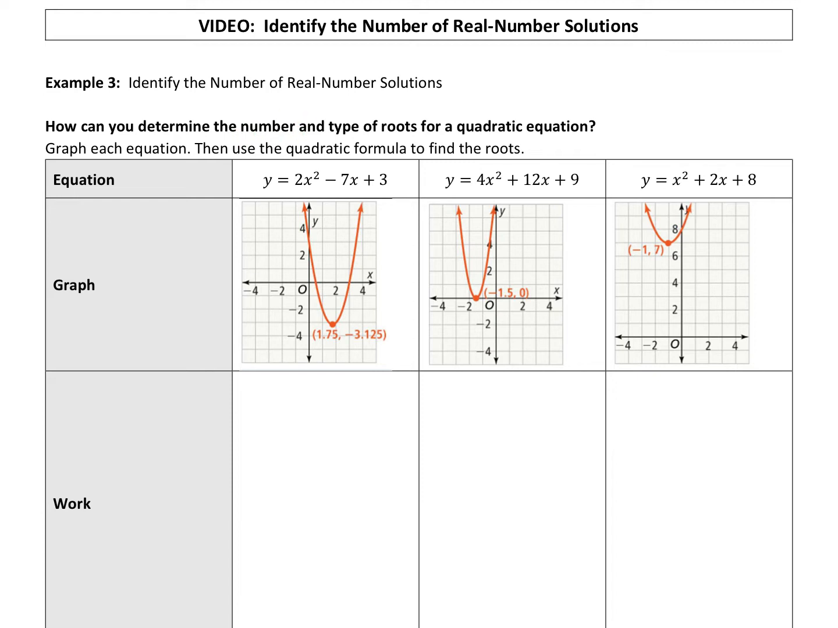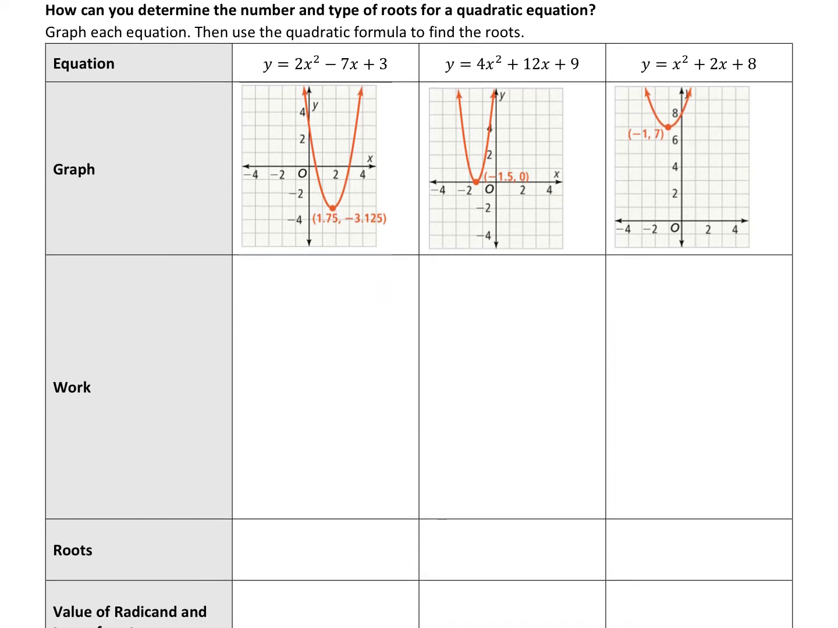In order to do that, well, first, do you notice we have 1, 2, 3 quadratic equations? We're going to graph each equation, use the quadratic formula to find the roots, and then talk about what that means. So, lucky us, they are already graphed for us. So here's a visual of what those 3 quadratic equations look like. Now, this next row where it says work, we're going to do the quadratic formula to find the roots. So in our first example, we'll just run through a quick quadratic formula here.